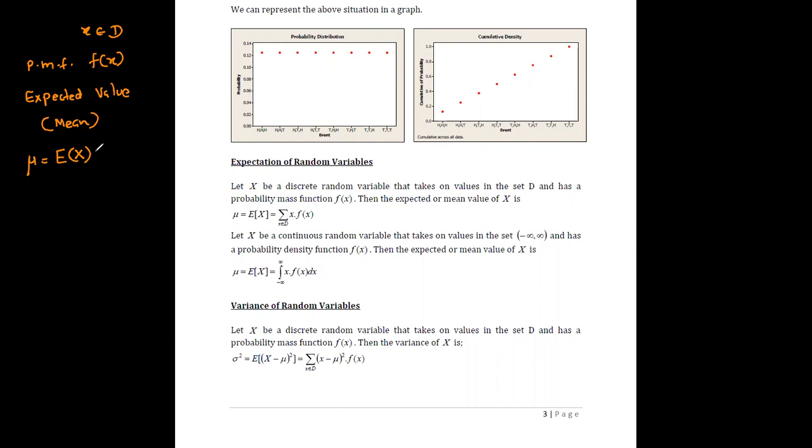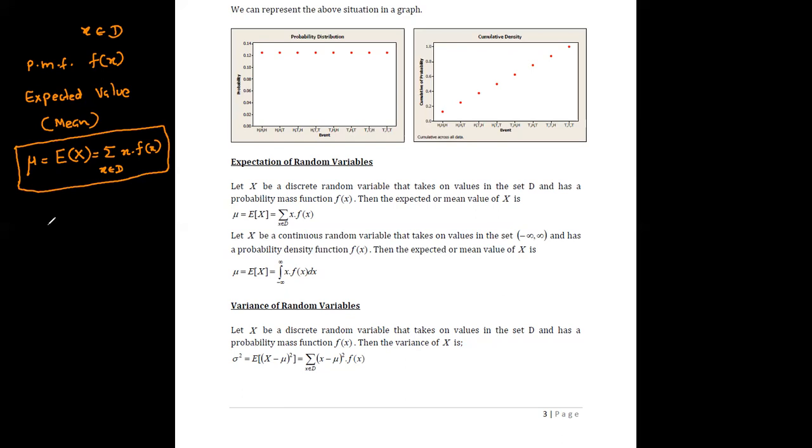Then expected value of x can be obtained as the summation of x times f(x), where x belongs to set D. Using this equation, we can obtain the mean value for a random variable. It means x times f(x) over all the possible values of D.